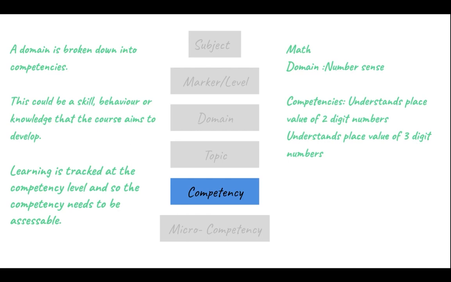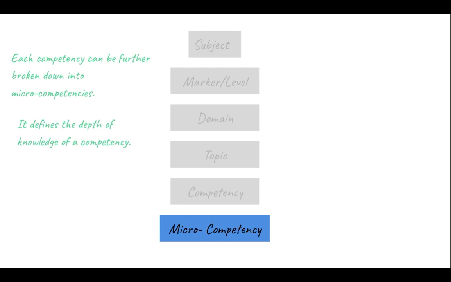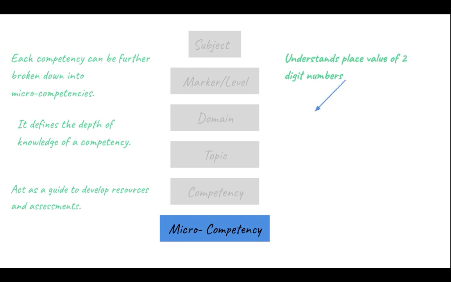We then have micro competencies. Each competency can be further broken down into micro competencies. It defines the depth of knowledge that is associated with a competency. Micro competencies can also act as a guide for content creators to develop resources and assessments on the Navigator. Let us look at an example of this. Understanding the place value of 2-digit numbers is a competency, and this can be further broken down into 2 micro competencies. The first one being understanding the relationship between units and tens, and the second one being writing the expanded form of a number.